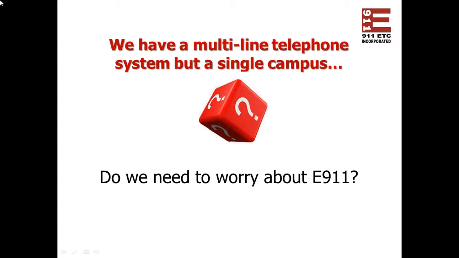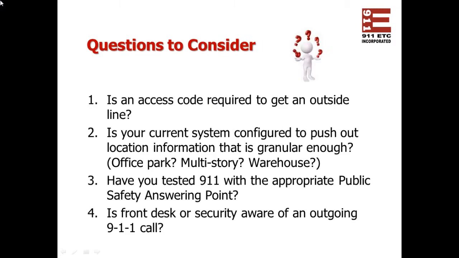As I mentioned earlier, some of the questions to consider: is an access code required to get an outside line, like 911? Is your current system configured to push out location information that's granular enough? Meaning, have you established a PS ALI account and put in actual location information for each of your phone numbers or for each of your ELINs, or at least gotten to a zone area?